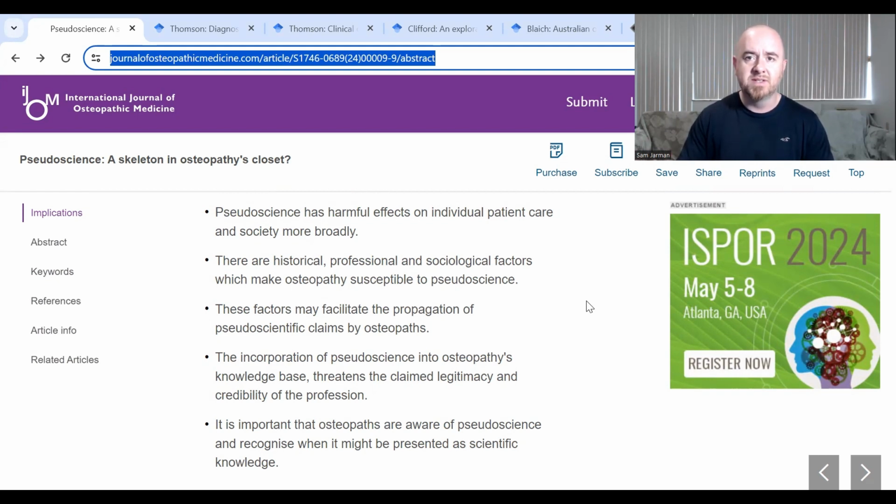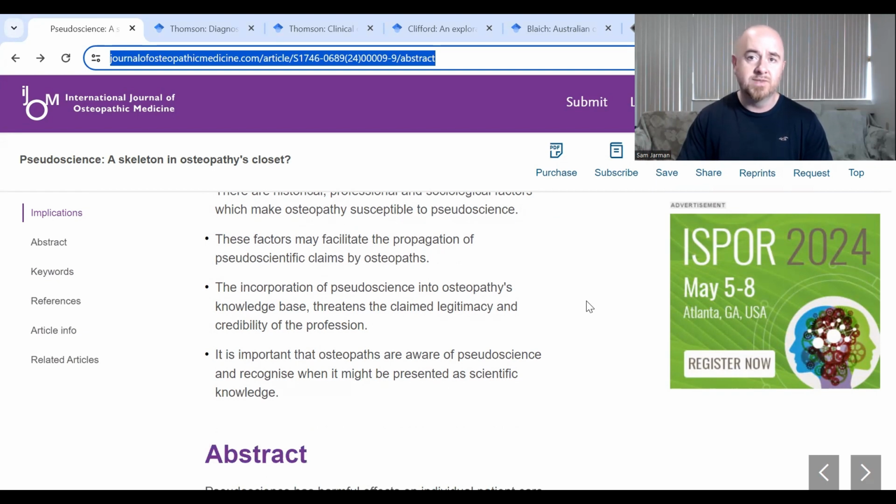These factors may facilitate the propagation of pseudoscientific claims by osteopaths. The incorporation of pseudoscience into osteopathy's knowledge base threatens the claimed legitimacy and credibility of the profession. Again, that's a predictive claim. That is not necessarily something that is currently shown meaningfully, but the danger is there. It's definitely possible that some of the stories contained as explanatory within the osteopathic profession could harm credibility.